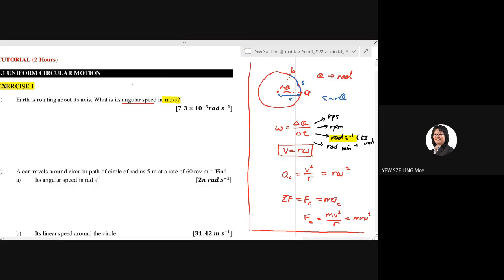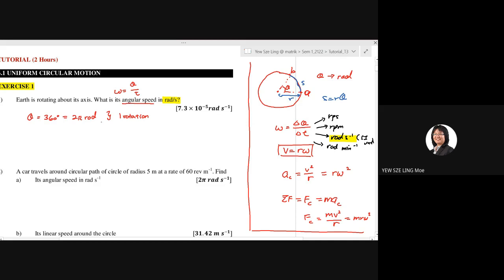Well, we need theta, and then we need time. Because omega is equal to theta over time. So try to identify, do we have theta? Now, theta is angular displacement. Try to think what happens to Earth. If Earth rotates one revolution, then what do we have? We have 360 degrees, which is also equal to 2 pi radian. So this is one rotation, or we say one revolution, one cycle. So one rotation is equal to 2 pi radian.